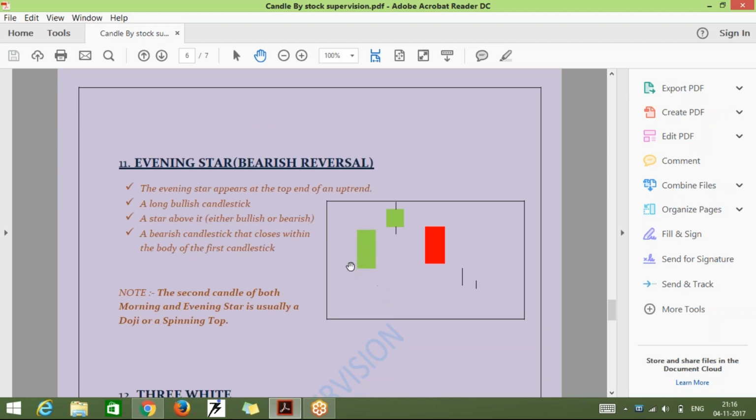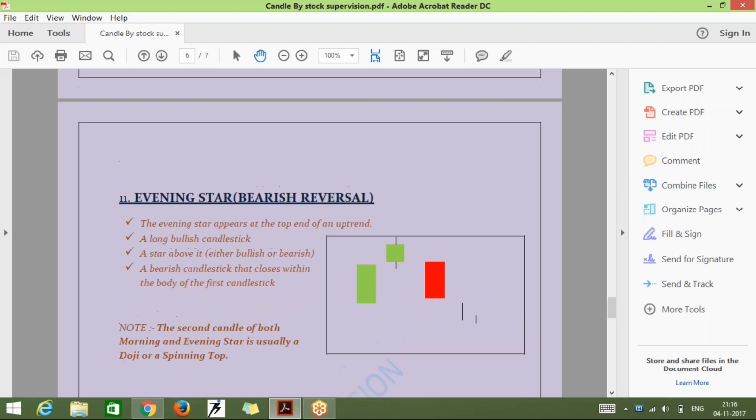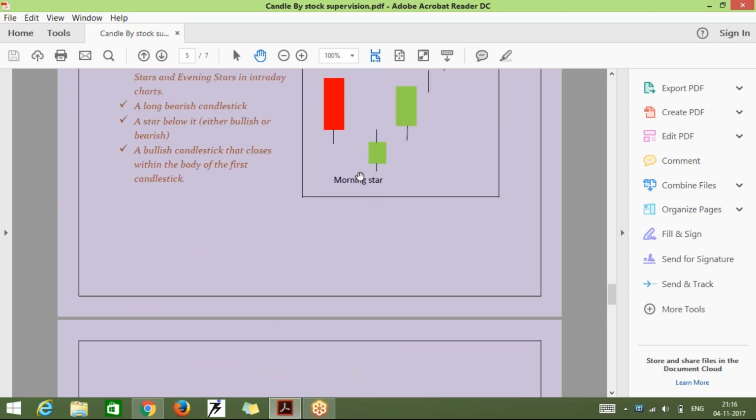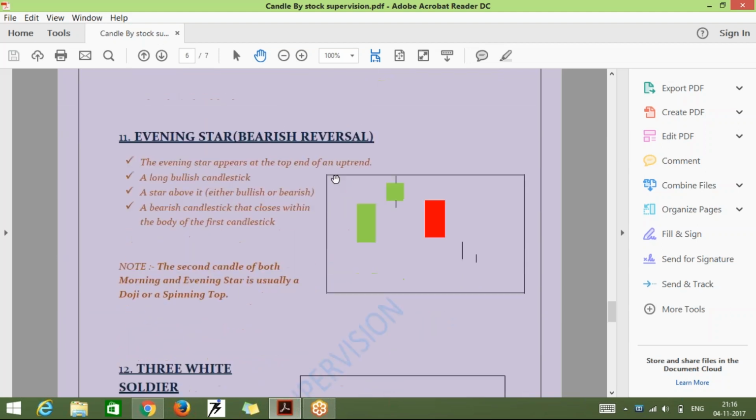The first one is a long bullish candle. The second candle, here I have drawn a green candle, actually does not matter. The color of the second candle doesn't matter. The star above it can be either bullish or bearish, in the sense the color of the candle doesn't matter. The third candle is a bearish candlestick that closes within the body of the first candle.